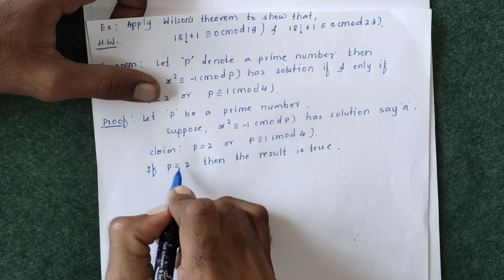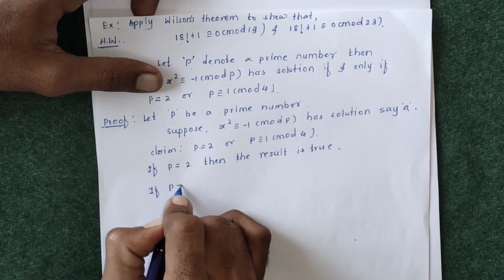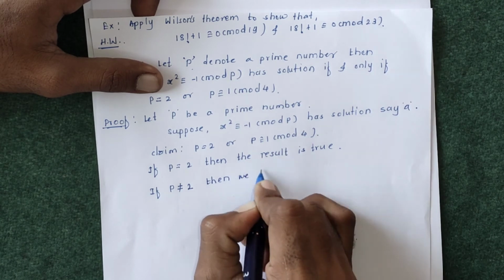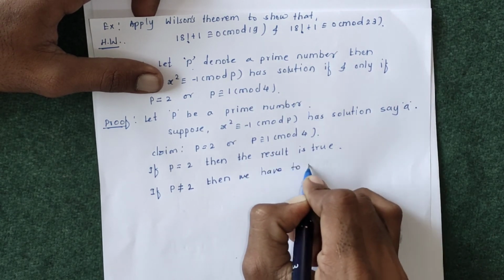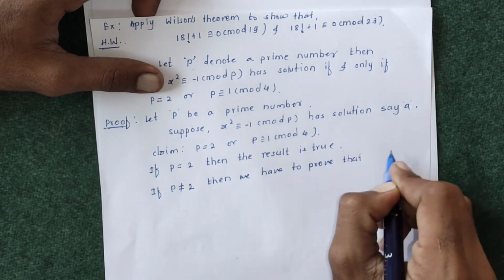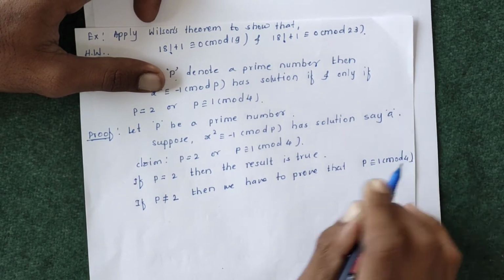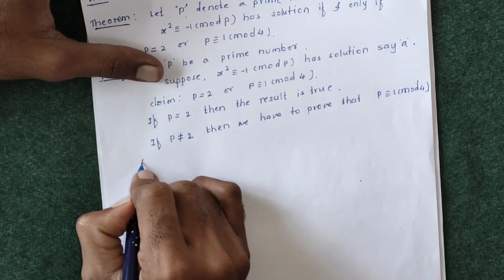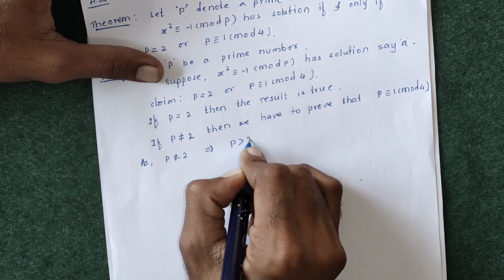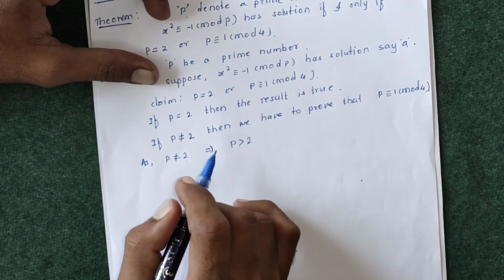Now if p is not equal to 2, then we have to prove that p is congruent to 1 mod 4. As p is prime and p is not equal to 2, p must be greater than 2, that is, p starts from 3, 5 and onwards.